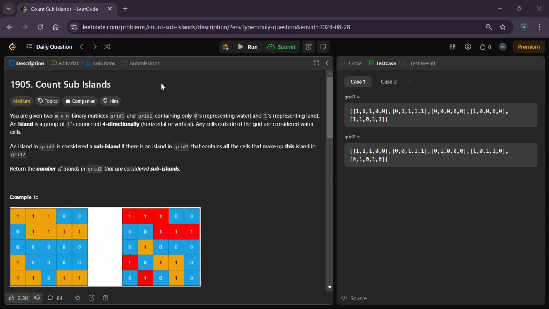So today we are checking out our problem of the day on LeetCode. The question is Count Sub Islands. I hope you read the question description.